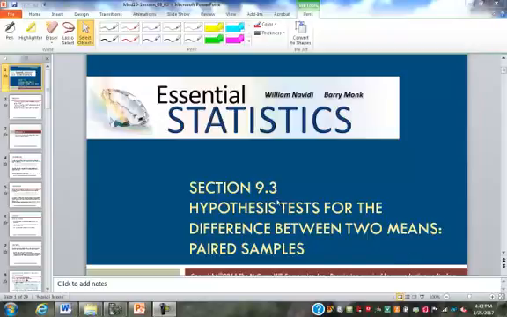Okay, in our final section for Chapter 9, we're going to deal with hypothesis tests for the difference between two means, but we're going to look at paired samples. Now, if you recall, paired samples are dependent samples, either using a single sample with two different treatments, or items that are naturally paired together, and we select those pairs and put one item of the pair in one sample, the other item of the pair in the second sample. So let's take a look here.